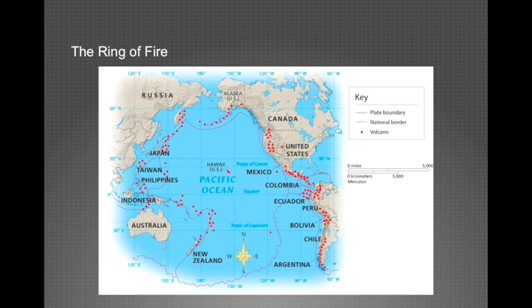So here is your Ring of Fire. It goes all the way around the Pacific Ocean, and everywhere you see a triangle here is a volcano. So the volcanoes exist and they create islands. So California is actually part of the Ring of Fire.